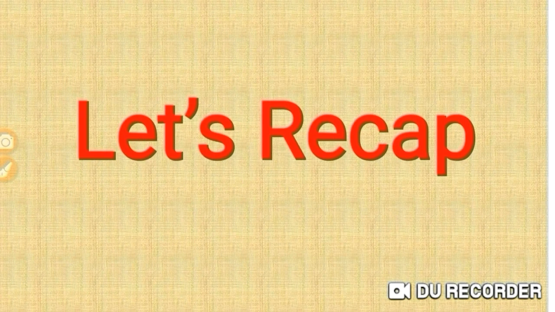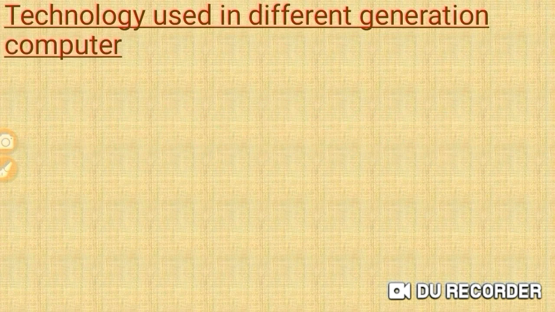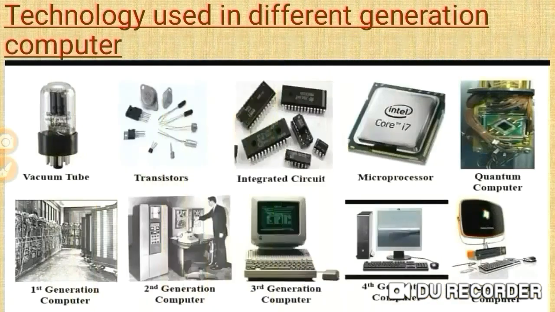So here we discussed all the generations of computers. Let's have a recap. We'll see all the generations of computers and the technology they use. The first generation computers were very big in size. They used vacuum tubes. Second generation computers were smaller than first generation computers and they used transistors. One vacuum tube was equivalent to 40 transistors, due to which the size of second generation computers decreased.